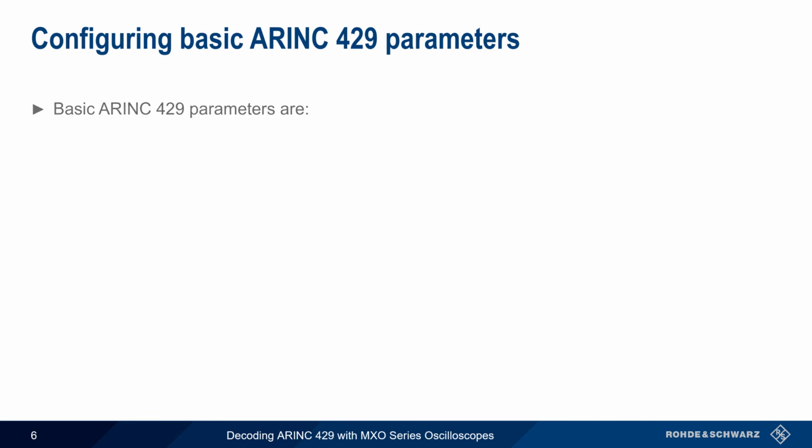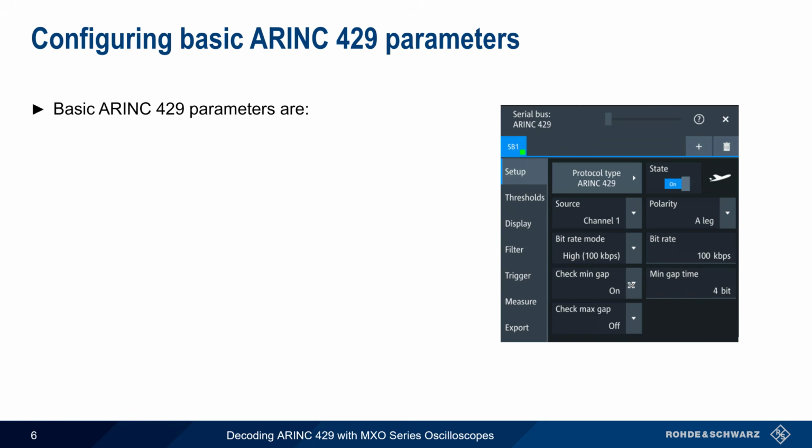Next, let's look at how basic ARINC 429 parameters are configured. The first of these is the bitrate mode. Recall that ARINC 429 has a high bitrate mode of 100 kilobits per second, as well as a low bitrate mode of 12.5 kilobits per second.